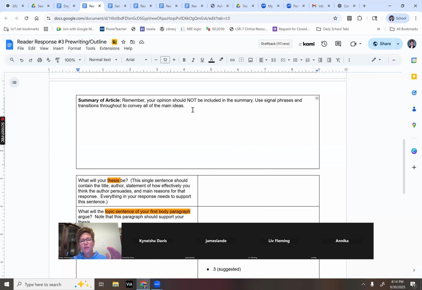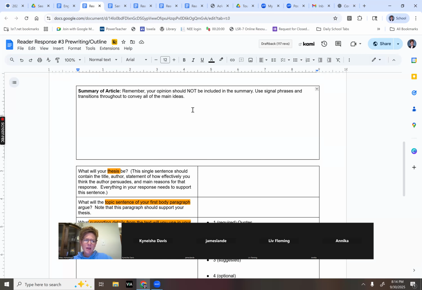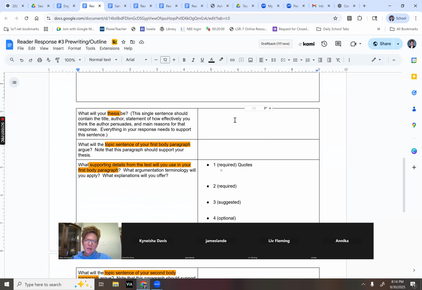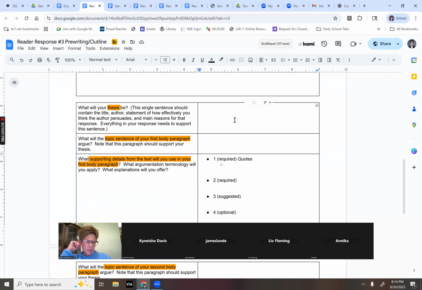Again, use signal phrases and transitions throughout to convey all the main ideas and to indicate that we are summarizing, that these are not your thoughts or ideas, that these thoughts and ideas belong to the author. Then here in this box, I want you to think about, what will your thesis statement be? Okay, it's a single sentence. We're going to try to include title and author, unless you included that in the first sentence, and a statement of how effectively you think the author persuades and the main reasons for that response.